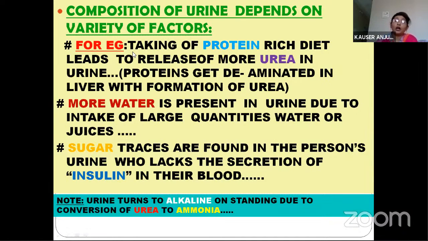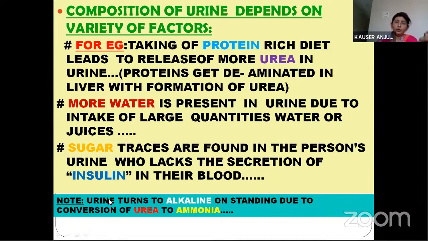Okay. So here urine composition depends upon the protein intake, what amount of water you are taking, and also whether you suffer from any diseases like diabetes mellitus. I have taken only a few factors here. In addition to these, many other factors also influence or regulate the urine composition. I hope you have understood the factors which influence the composition of urine.